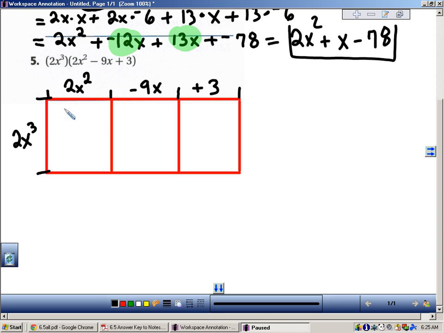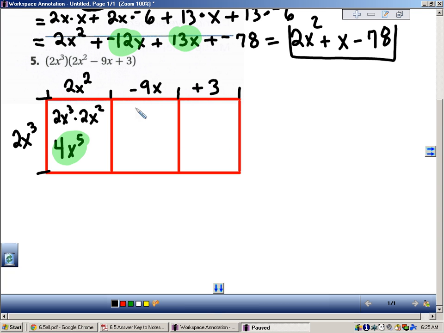So, just to show the process, 2x to the third times 2x to the second. Now 2 times 2 is 4. And x to the third times x to the second. We have the same base. So what do we do when we multiply powers? We add the exponents. So it would be x to the fifth. 3 plus 2 is 5. So this is the area of the first section of your generic rectangle.